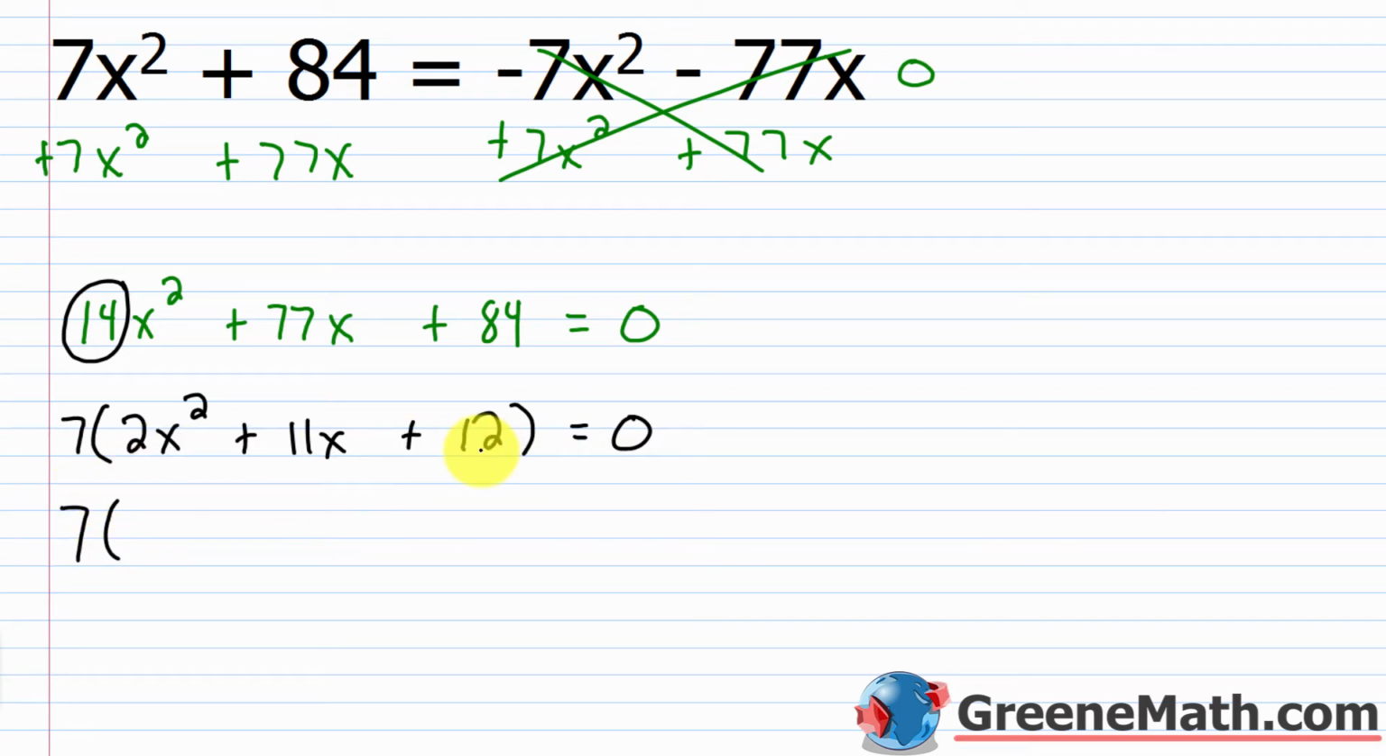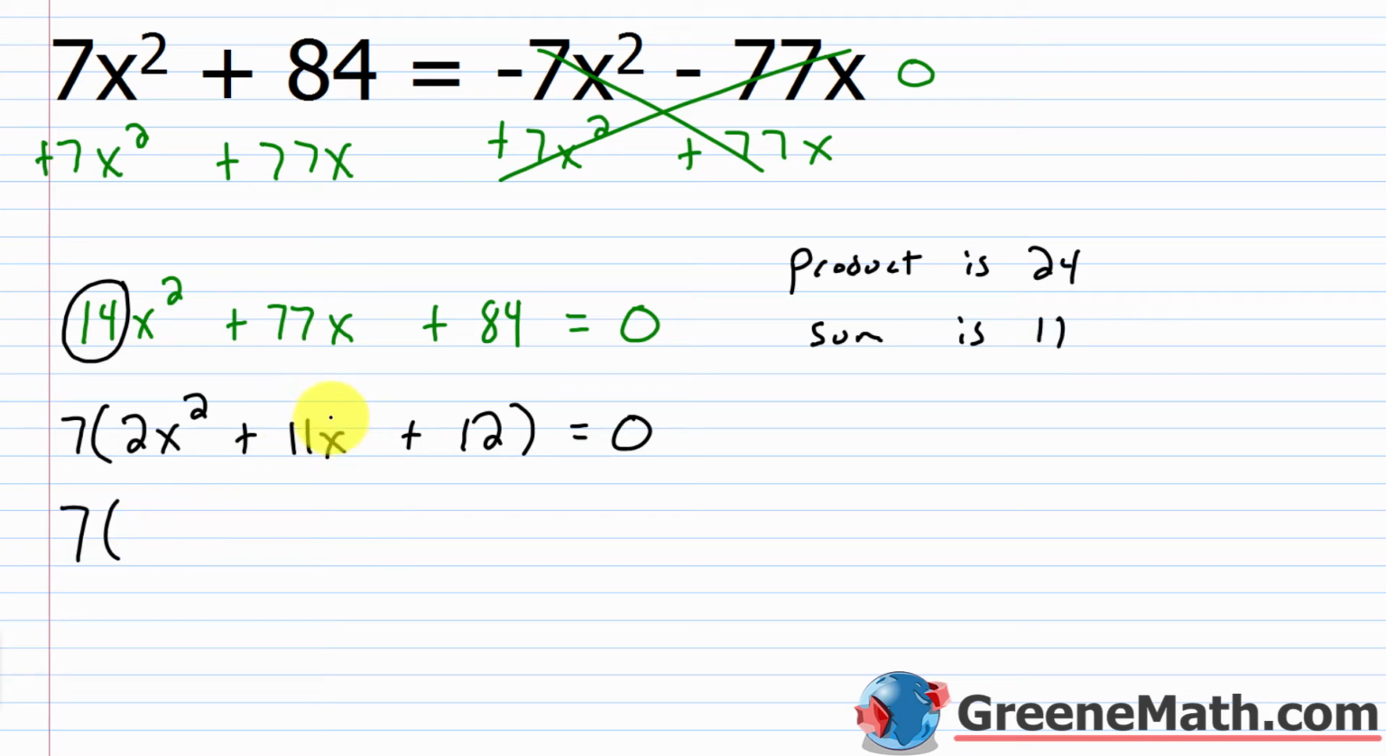I'm going to use grouping because it's just a little bit easier for me to do. So what I want to do is find two integers whose product is 2 times 12, or 24. So the product is 24. The sum is this middle coefficient of 11. So you think about 24, and right away you think about 3 and 8, right? 3 plus 8 is 11. 3 times 8 is 24.